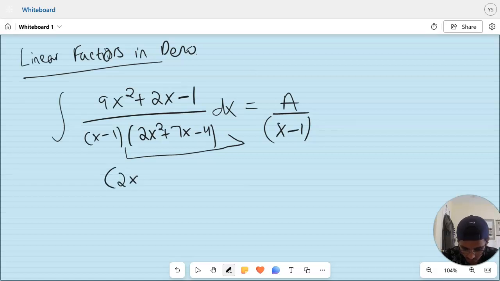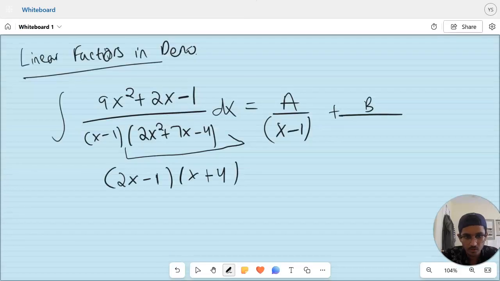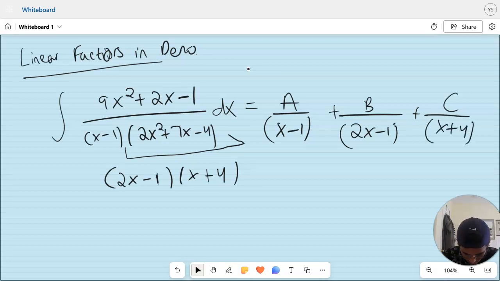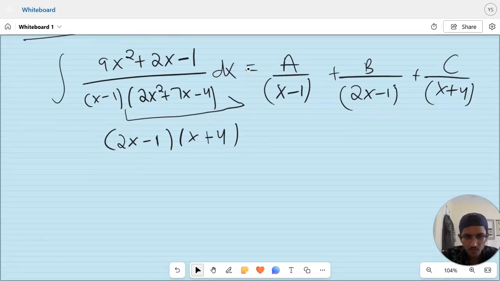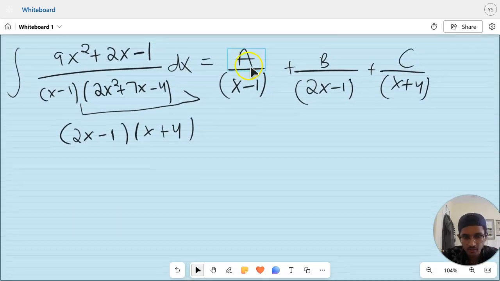So 2x, x, that could be negative 1 and 4, does that work? Negative 1, 4, yes, that does work. So this is our factored form of this quadratic. So it's going to be B over 2x minus 1, plus C over x plus 4. Okay guys, that's what our three fractions are going to look like.